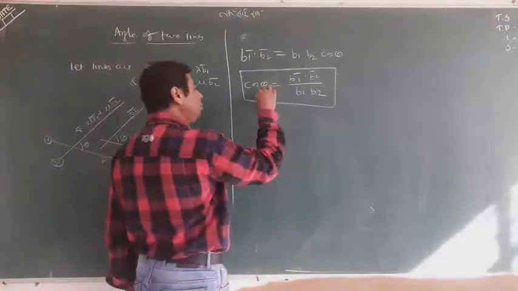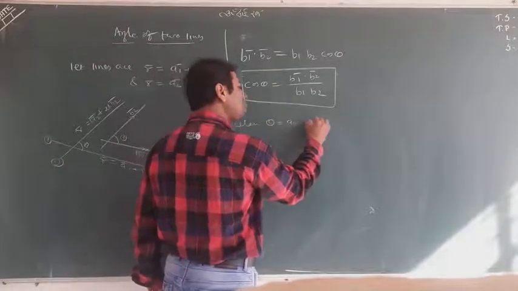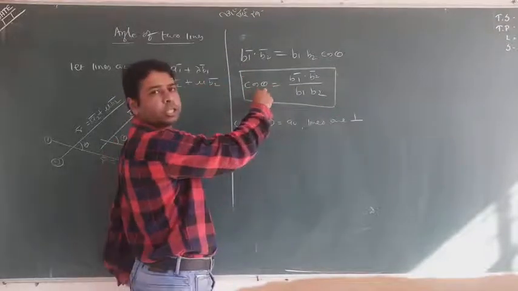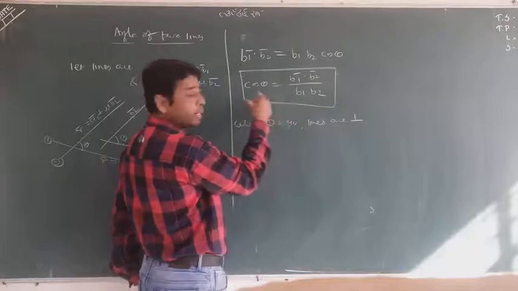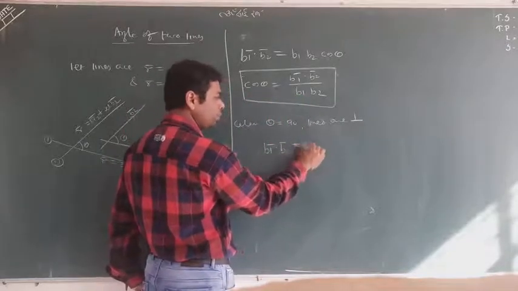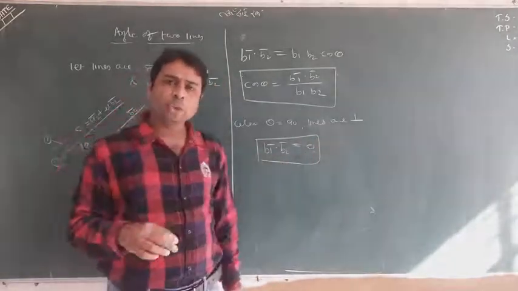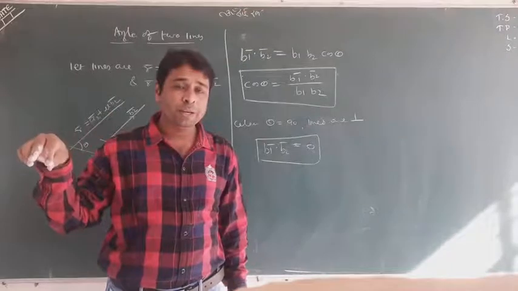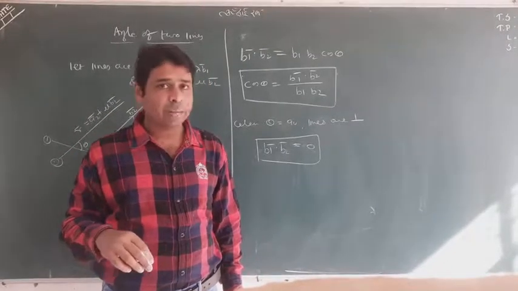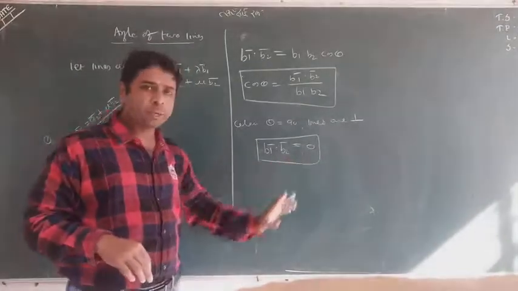Two things I would tell you here. When theta is equal to 90 degrees, it means the lines are perpendicular. One should know cos 90 is 0. So these will transfer to that side, so B1 dot B2 is equal to 0. That is very similar to the concept we saw for two vectors: A dot B is equal to 0, then the angle between A and B is 90 degrees. Same here, when the angle between them is 90 degrees, B1 dot B2 will be 0.